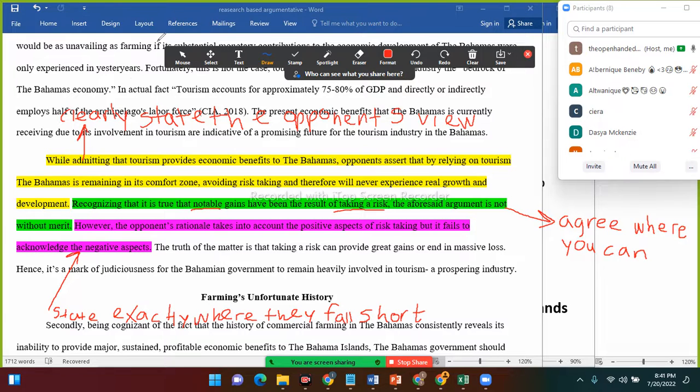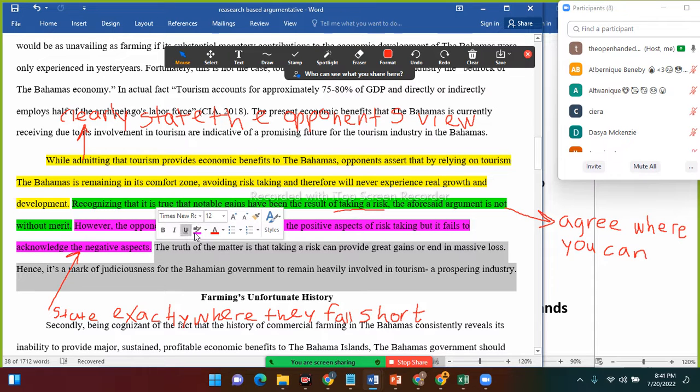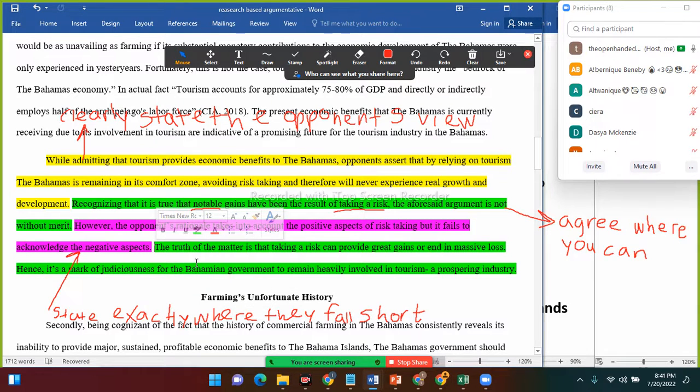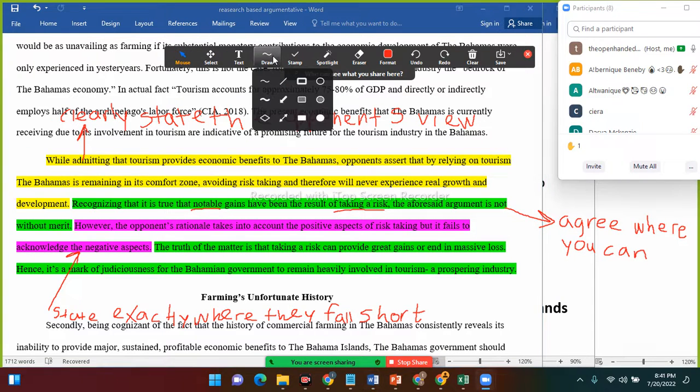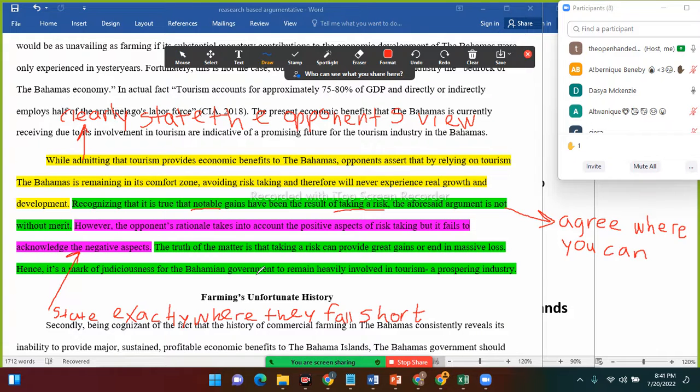All right, then finally, the last sentence. Deja, can you read the final one? Wait one moment, let me change the color. The truth of the matter. Go ahead. The truth of the matter is that taking a risk can provide great gains or end in massive loss. Hence, it's a mark of judiciousness for the Bahamian government to remain heavily involved in tourism, a prospering industry.